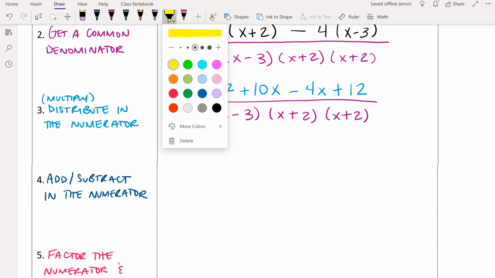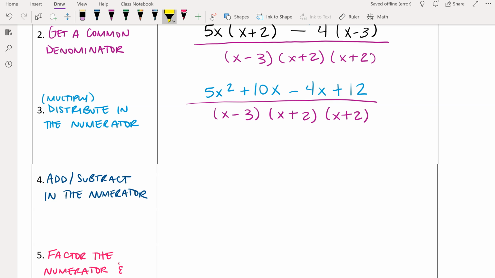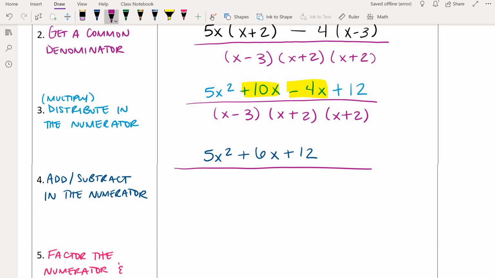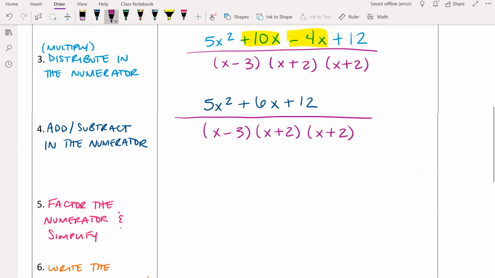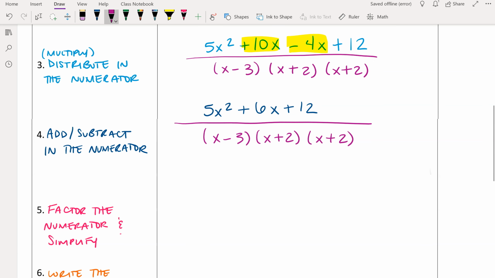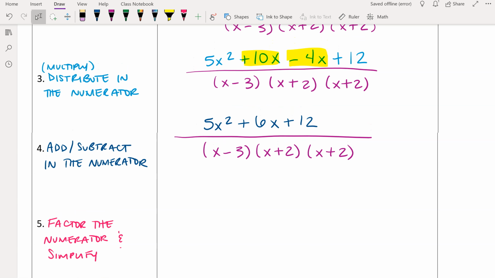So we're looking for like terms in the numerator. I see positive 10x and negative 4x, and those are the only like terms I see. So our numerator will now turn into 5x squared, and we have 10 minus 4, that's positive 6x plus 12. Sweet. Still over our common denominator, x minus 3, x plus 2, x plus 2. Awesome. Let's move on to step 5. We are only 2 steps away from being finished. So step 5 is to factor the numerator and simplify.